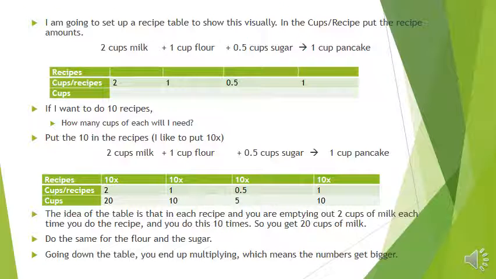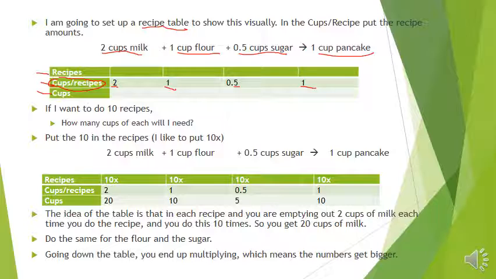Okay, so let's draw this out in a way that maybe you can follow through using a diagram. So I'm going to set up what I call a recipe table. And the recipe table is going to have recipes, cups per recipe, and cups. Okay, so here's my recipe. This guy in the middle is the relationship between the recipes and cups. And so I have 2, 1, and 0.5, and 1.